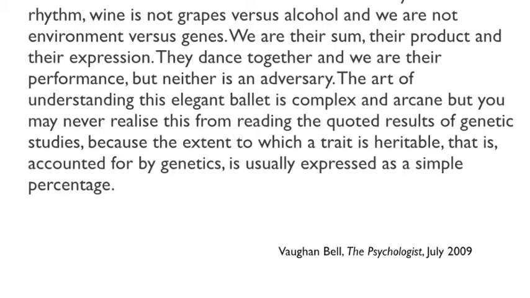Genetic studies are ones which do this kind of thing, looking at identical twins, and then say, okay, let's take a propensity to losing your temper and come up with some kind of figure and say it's 25% heritable. We attribute 25% of it to the genes. And Vaughan Bell complains correctly that the extent to which a trait is heritable, that is accounted for by genetics, is usually expressed as a simple percentage, which does no justice whatsoever to the complexity of the interaction between these. As he says, we are their dance, their performance.